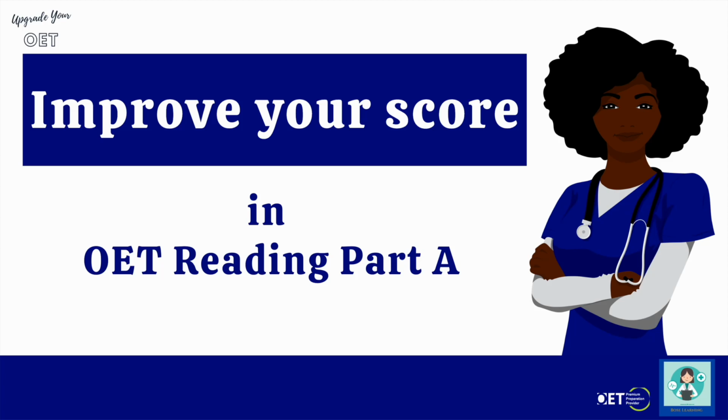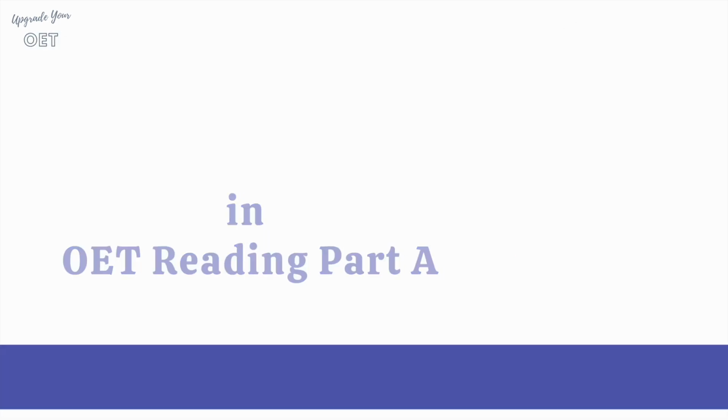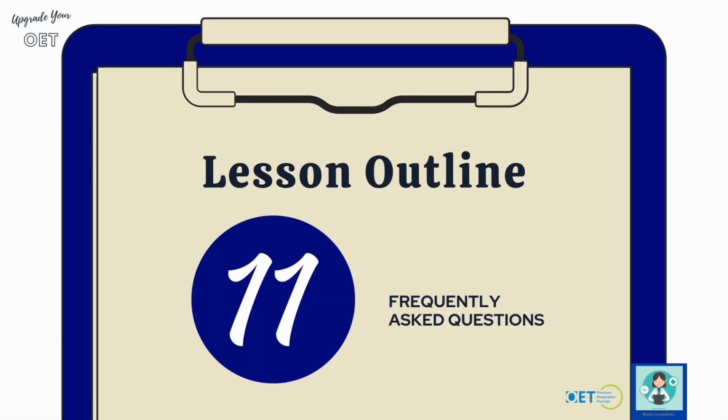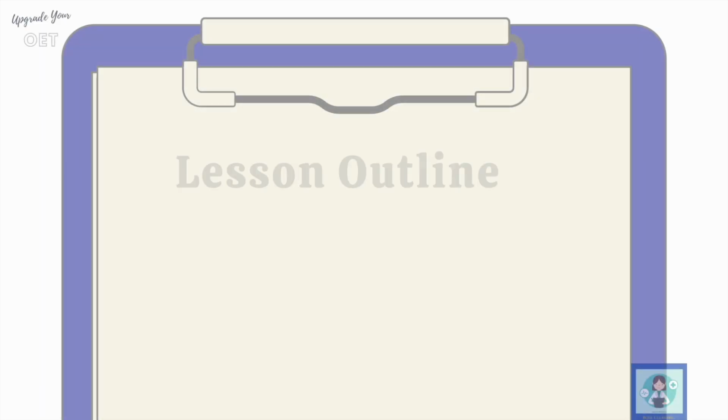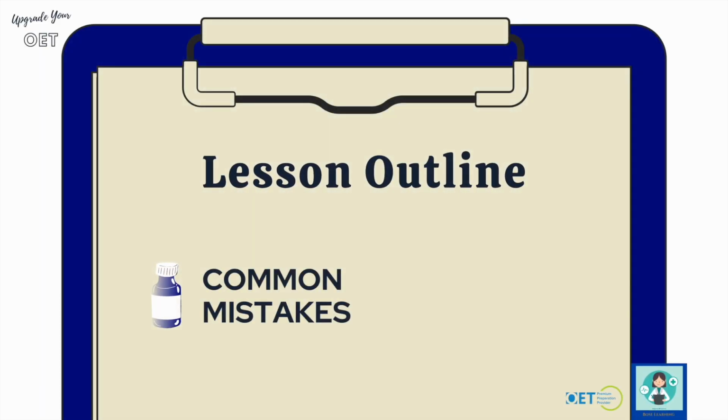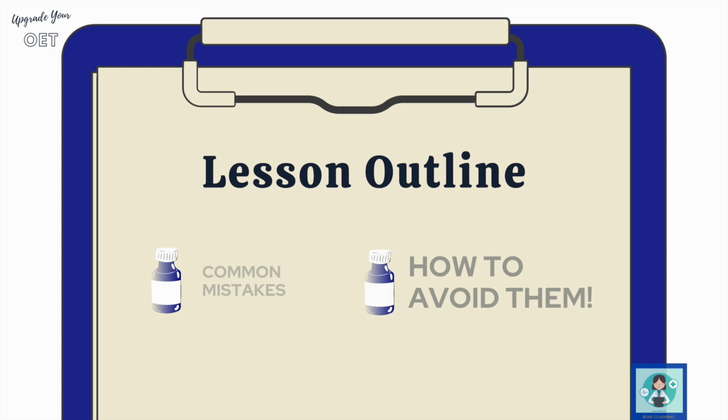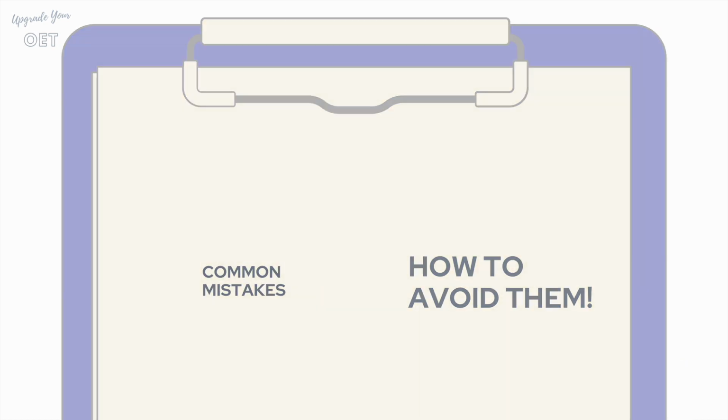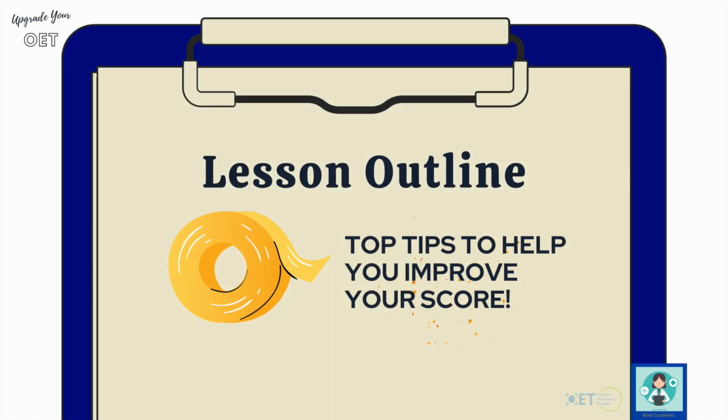Hello there and welcome to this lesson, which is all about how you can improve your score in the OET Reading Part A. We're going to take a look at 11 frequently asked questions, and of course we're going to take a look at common mistakes and how you can avoid them, because if you know that, then you know how to score well. And we'll generally take a look at some top tips to help improve your score.